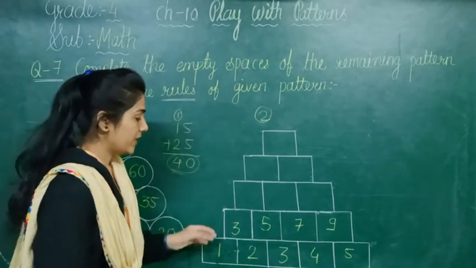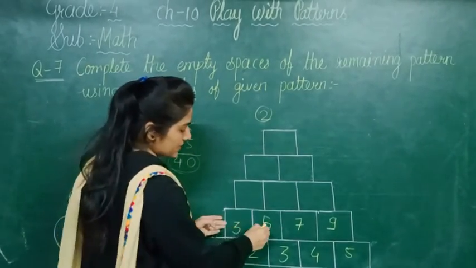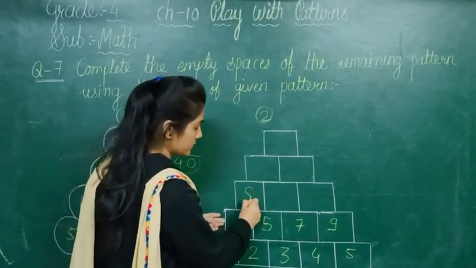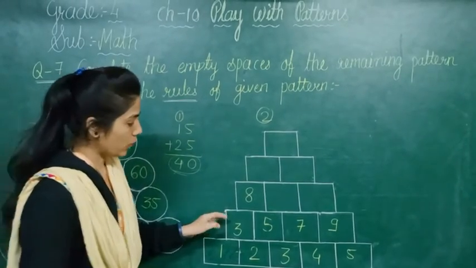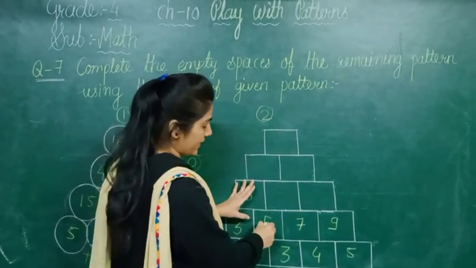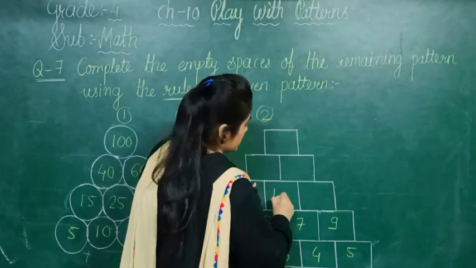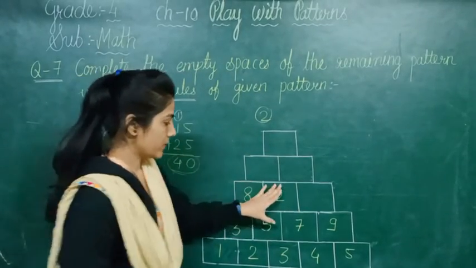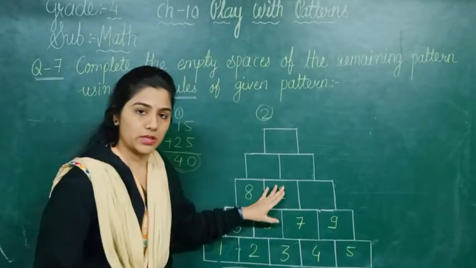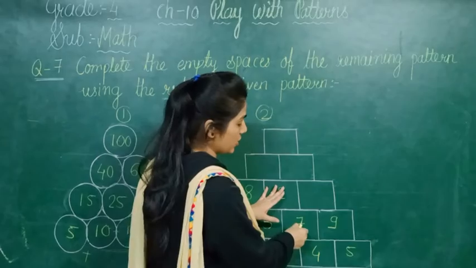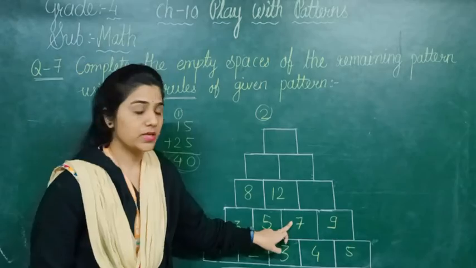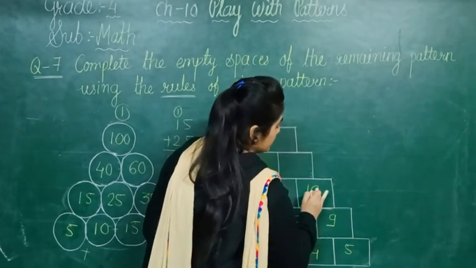So we have filled these 4 boxes by doing the addition of the numbers in the downside. Now it's the turn of this one. 3 plus 5, 8. Where will we write 8? Here. It is very simple now. Now this box, 5 plus 7, 12. Now 7 and 9. Again the last box is remaining, so we do the addition of 7 and 9, and you will get the answer 16.